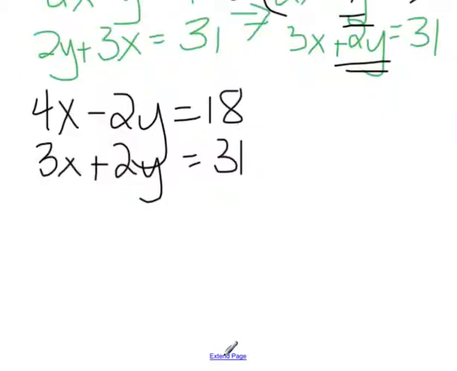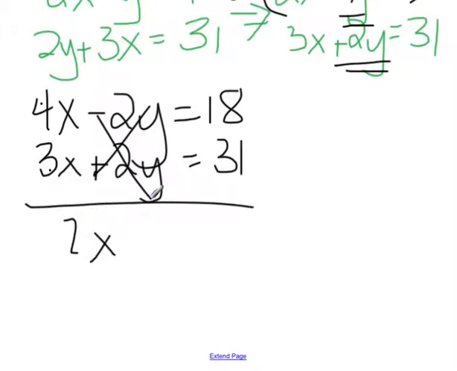So now we can add down the columns. 3x plus 4x is 7x. My 2 y's are going to cancel. And then I'm going to get 18 plus 31. So I'm using elimination on this one. If you want to use substitution, you can do that as well.